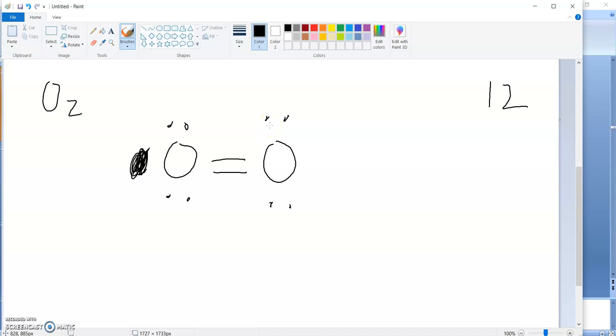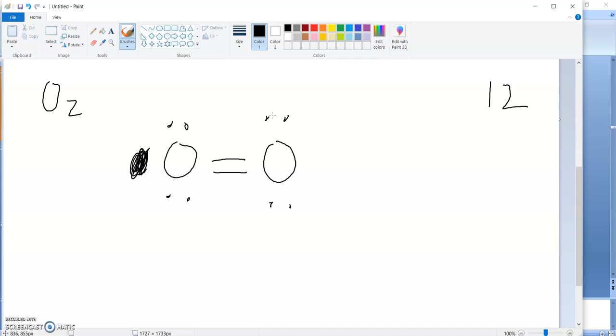So I still got my 12 electrons. But now look, the left-hand oxygen has 2, 4, 6, 8 around it. So it didn't get hurt by anything. It used to have 8, it still has 8. The right-hand oxygen now has 2, 4, 6, 8 around it. So now everybody gets 8.